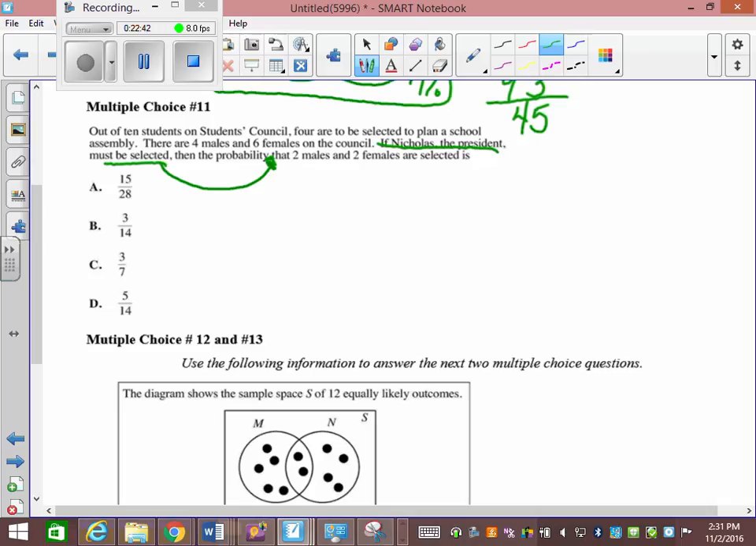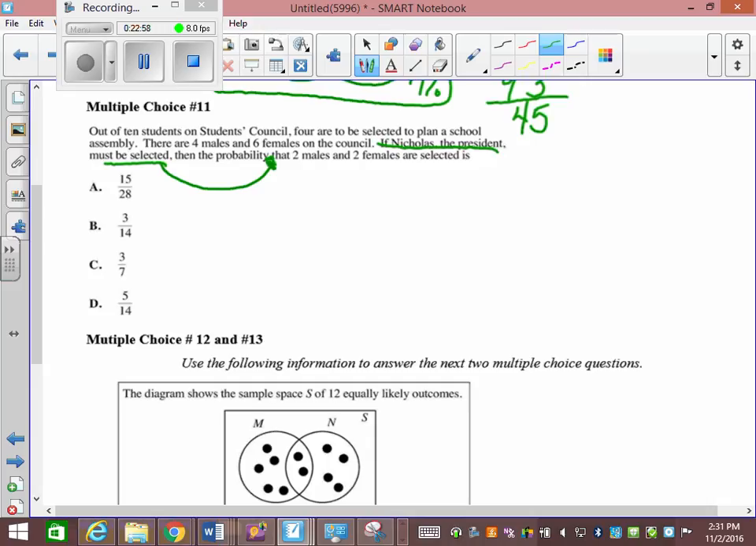So, out of 10 students on the student council, 4 are to be selected to plan a school assembly. So we have 4 people that have to be selected, right, of the 10. That's top and bottom, correct? There are 4 males and 6 females, still top and bottom because the probability word hasn't come yet.